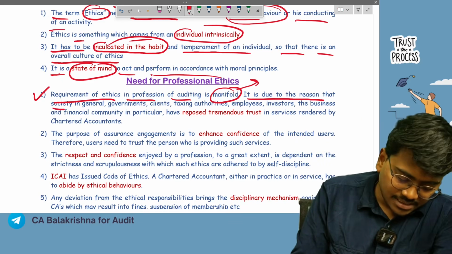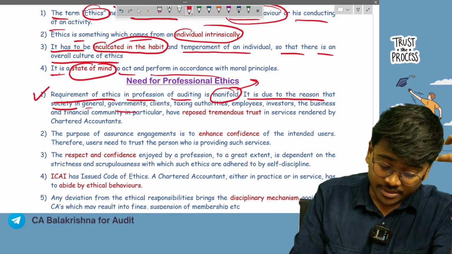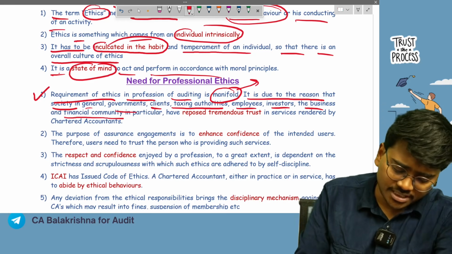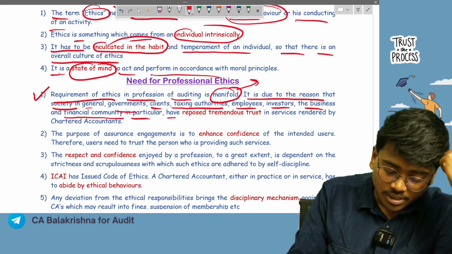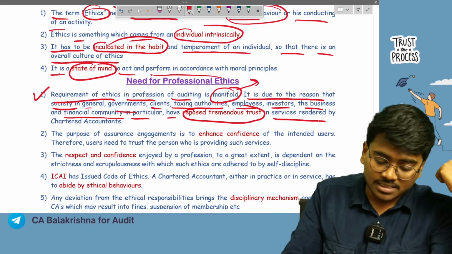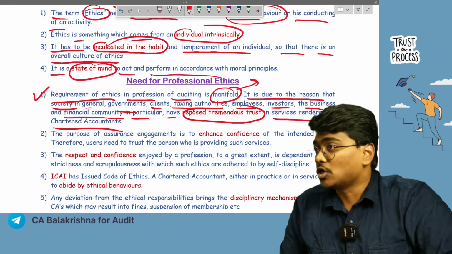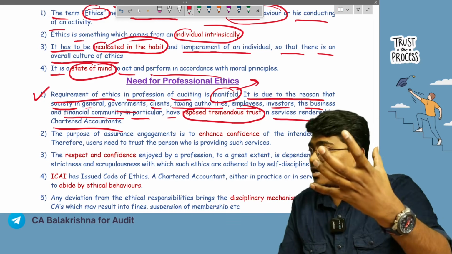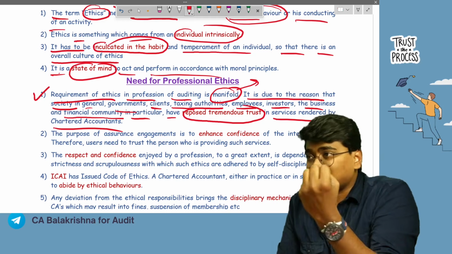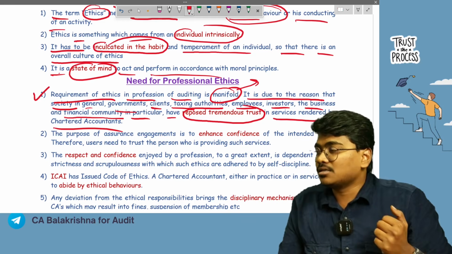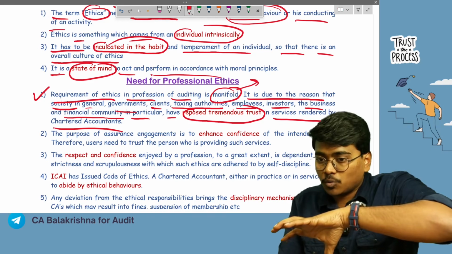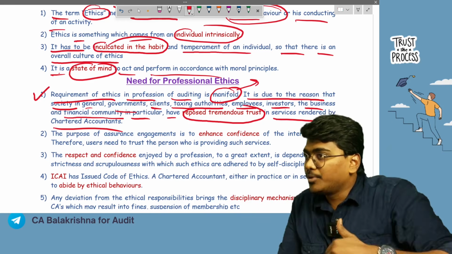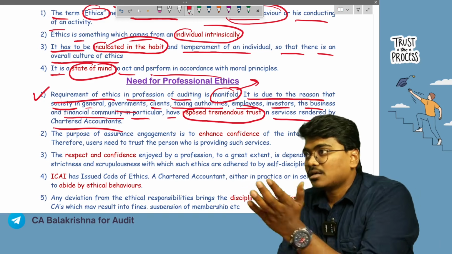It is due to the reason that society in general, governments, clients, taxing authorities, employees, investors, business and financial community in particular have reposed tremendous trust in services rendered by a chartered accountant, right? All these stakeholders trust the service that a chartered accountant provides. Now, to continue that trust as it is, ethics is very much important, right? If you lose your ethics, the people who are believing you also start not to believe you, right?